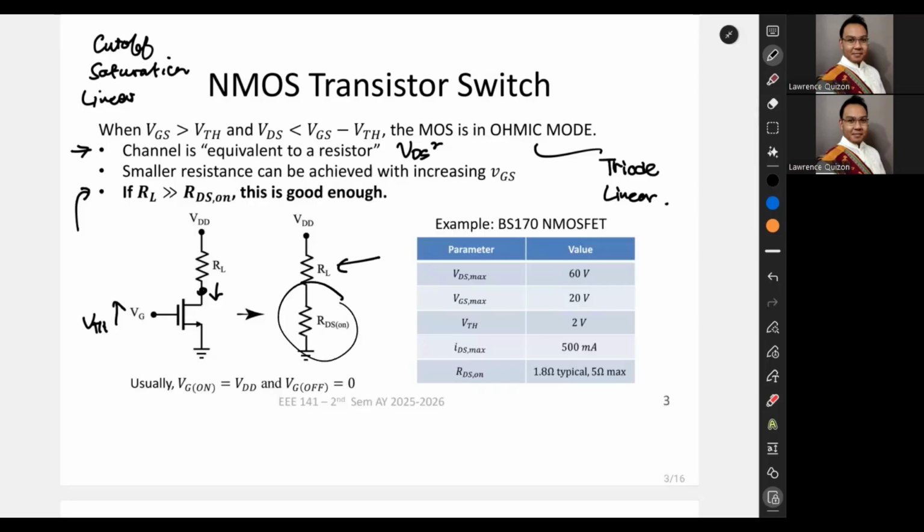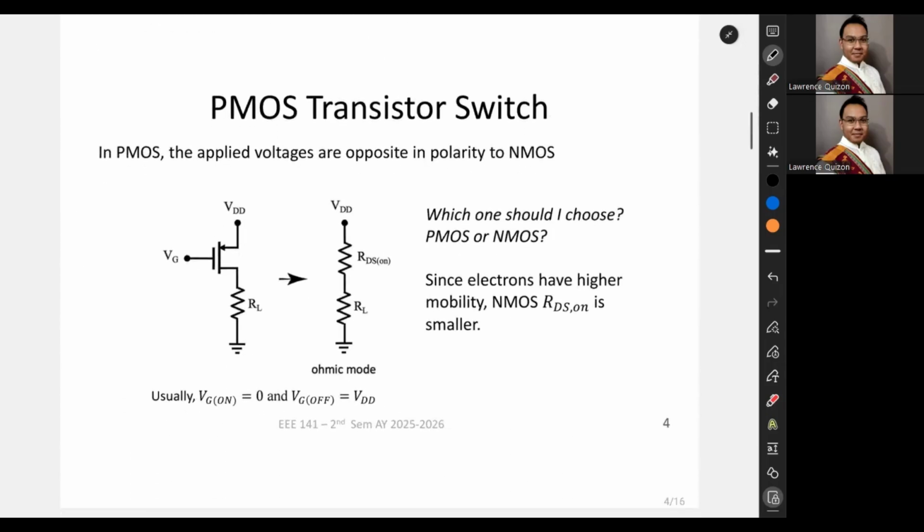And if RDS on is much less than RL, then this is basically this circuit. Now, the same thing happens with the PMOS transistor switch. It's just that the applied voltages are opposite in polarity. Here, we need to pull down VG such that this voltage goes above VTH to create the inversion layer, and then make sure that this voltage goes up so that we squeeze the voltage overhead of the transistor to put it in the ohmic region. So then when it's ohmic, we have an RDS on in series with an RL. And again, if the RL is much greater than RDS on, this is essentially a short circuit.